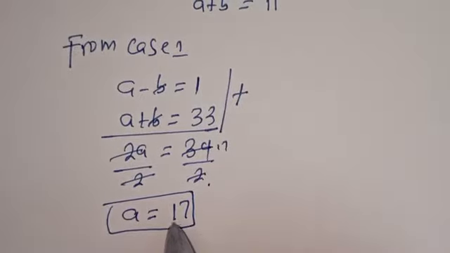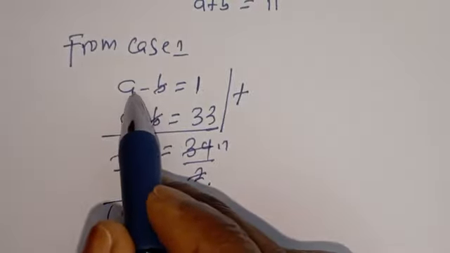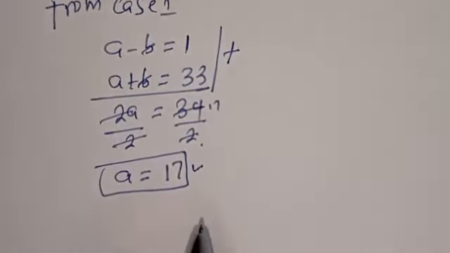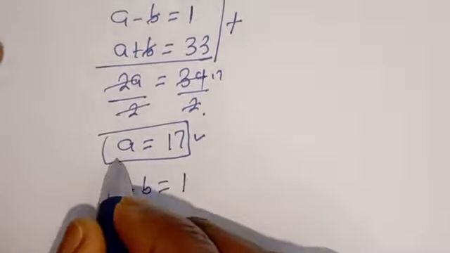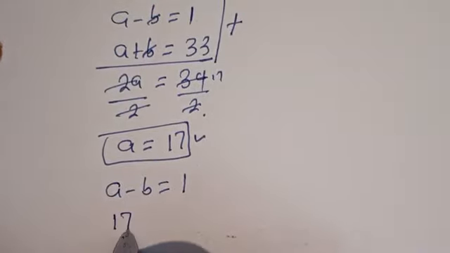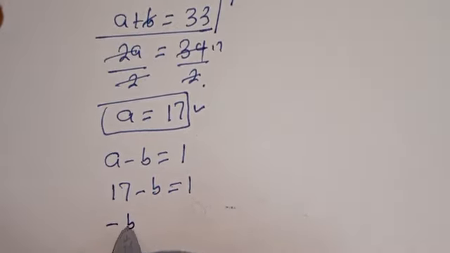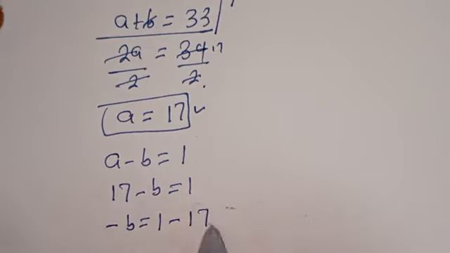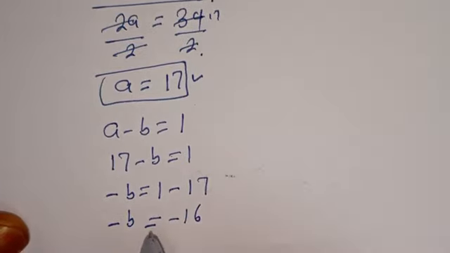Now we've got the value of a, which is 17. We can substitute for a in either equation 1 or 2, but I'm going to make use of this one. From equation 1, a minus b is equal to 1. When a is 17, here 17 minus b is equal to 1. Now we have minus b will be equal to 1 minus 17. Minus b is equal to minus 16. Therefore, b is equal to 16.